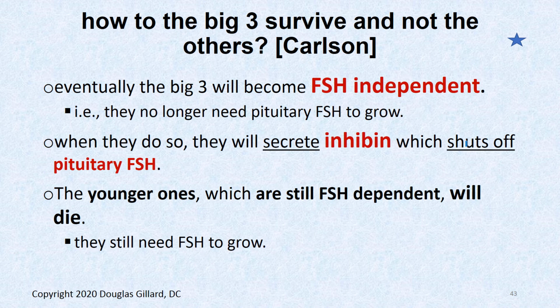How do the big 3 survive? How do they kill off the other ones? Well, the big 3 are ahead in development, and they actually become FSH independent because they're going to secrete their own FSH. And when they don't need FSH anymore, they also secrete something called inhibin, which I showed you. Inhibin is released, and it turns off the FSH and LH secretion, for that matter. So the younger ones that are still FSH dependent, they'll die without FSH. The bigger ones don't need FSH anymore.